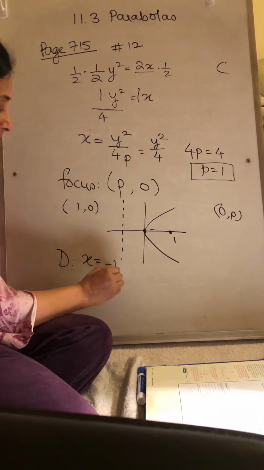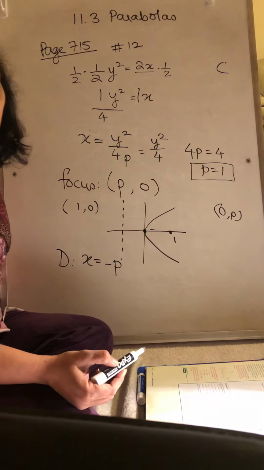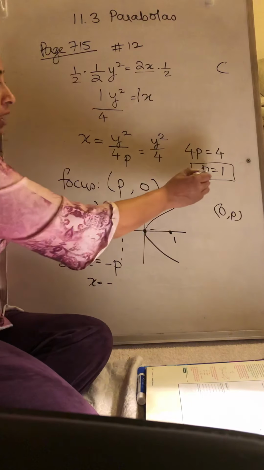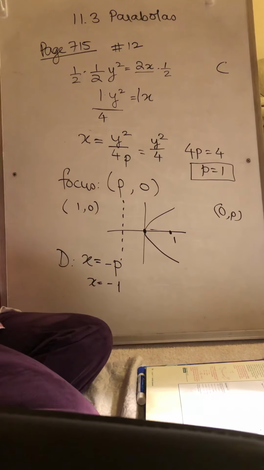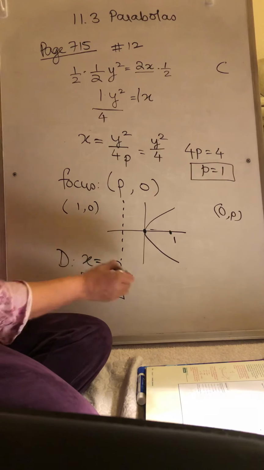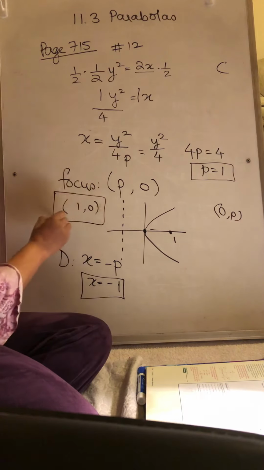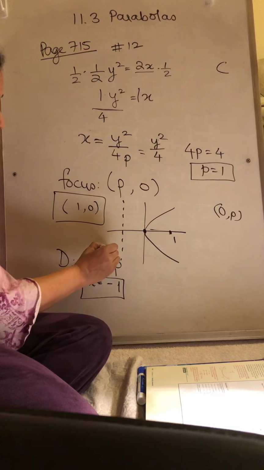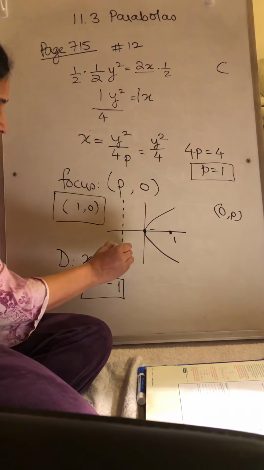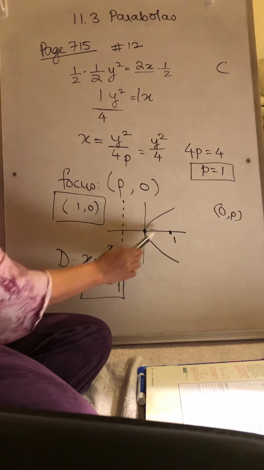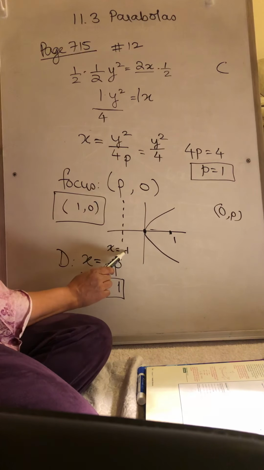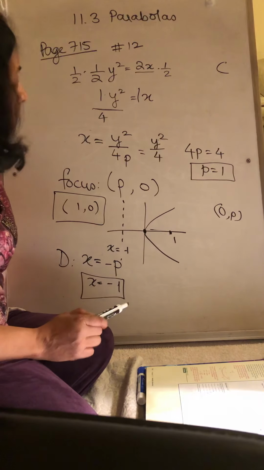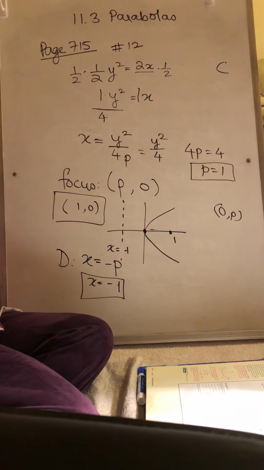Now, what do I know about the directrix? It's always x equals negative p. So now my equation is x equals negative. What is p? P is just a positive 1. So negative positive, I get this. So I got my focus is 1, 0 and my directrix is this line. It's vertical, so it's x equals negative 1. As expected, if the focus is positive, the directrix is negative. If the directrix is positive, the focus will be negative. Make sense? So this is number 12.